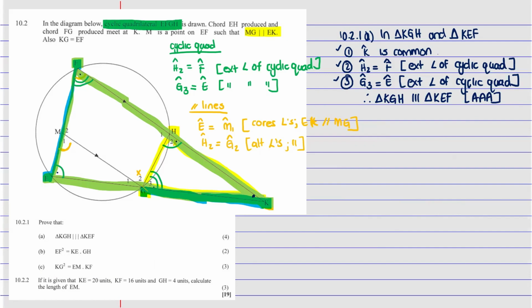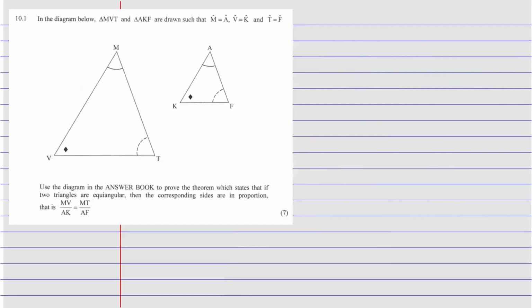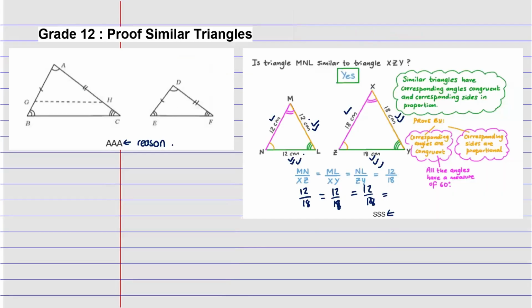When you're proving a similarity, if you prove that the angles are equal to each other, the reason is angle, angle, angle. But if you prove the fact that the sides are in proportion, very, very important, not equal, but in proportion with each other, then your reason is going to be side, side, side. Does that make sense?